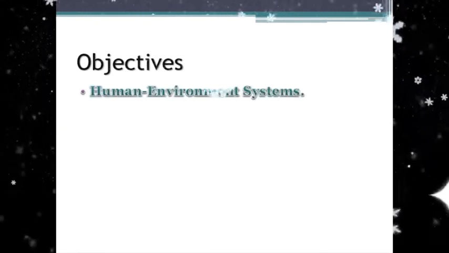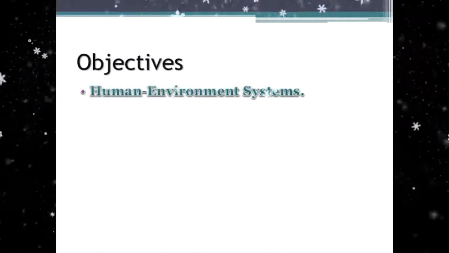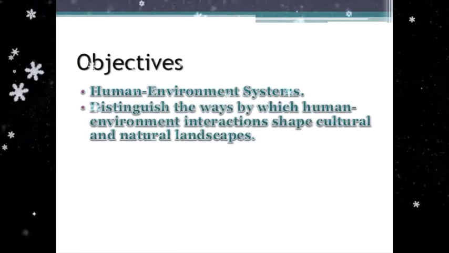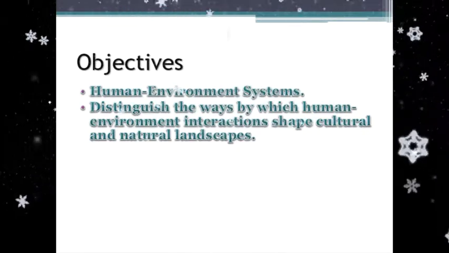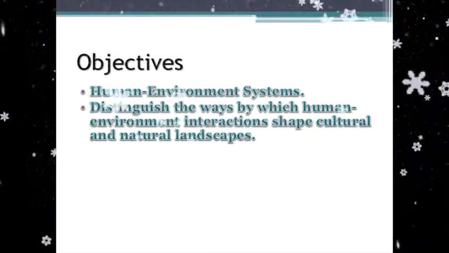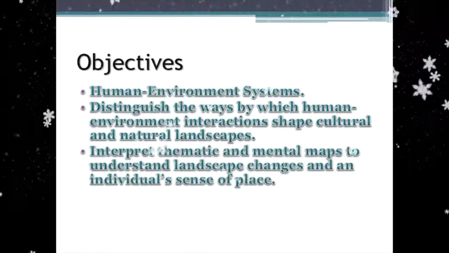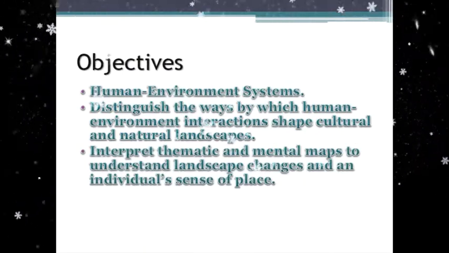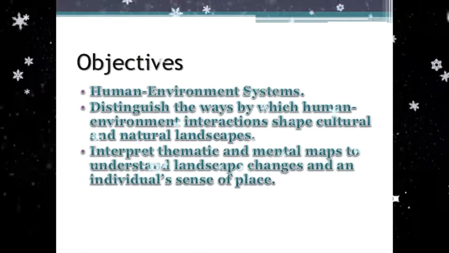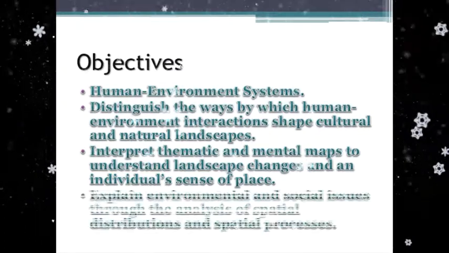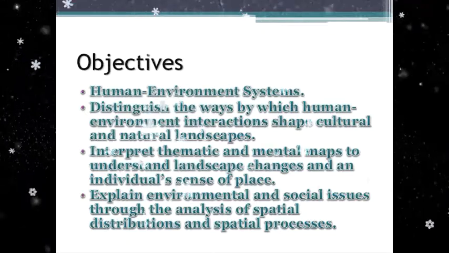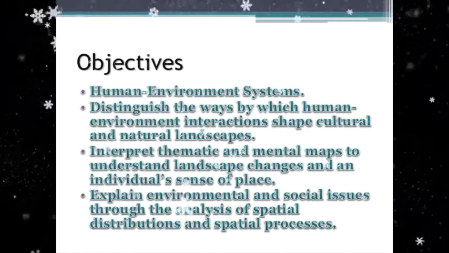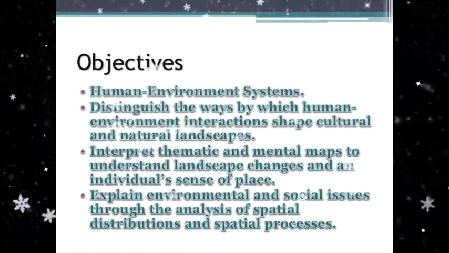So these will be the objectives. Distinguish the ways by which human-environment interaction shapes cultural and natural landscapes. Interpret thematic and mental maps to understand landscape changes and an individual's sense of place. And explain environmental and social issues through the analysis of spatial distributions and spatial processes.